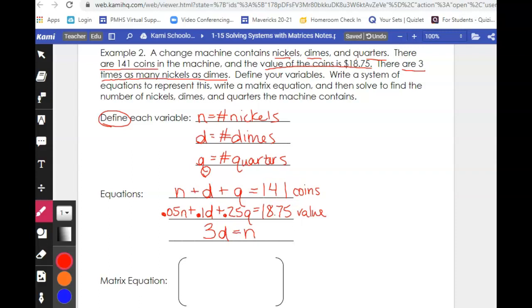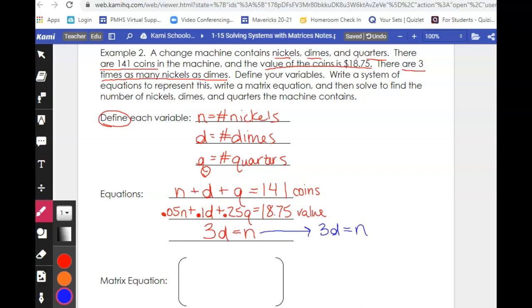Now this relationship here doesn't really fit with the N and D and Q and equals and constant that I have going on in the first 2 equations. So I'm going to rearrange this so that the N and the D variables are on the left side of the equal sign, and I can have a space for N, D, Q, and a constant. So I have 3D equals N.